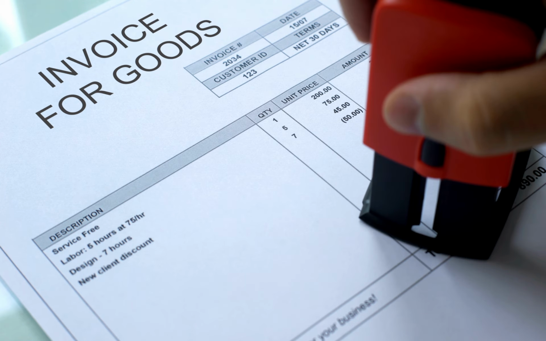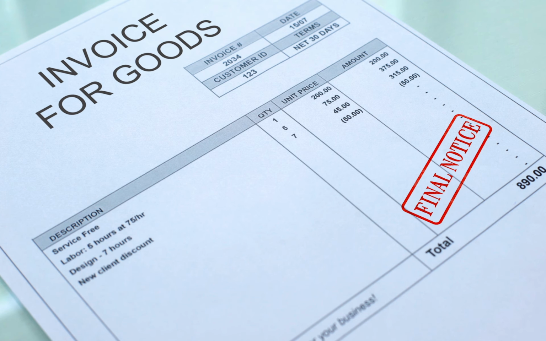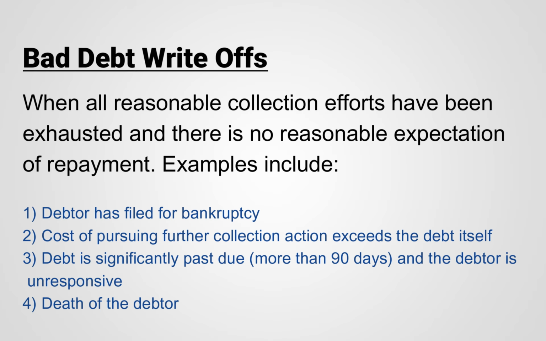Bad debt write-offs. You get to the process where you're not collecting the payment. It's sitting on your AR aging. When all reasonable collection efforts have been exhausted and there's no reasonable expectation of repayment, you might have to write off the debt. Examples include a debtor has filed for bankruptcy. Your client is no longer solvent. The cost of pursuing the collection exceeds the actual debt outstanding.